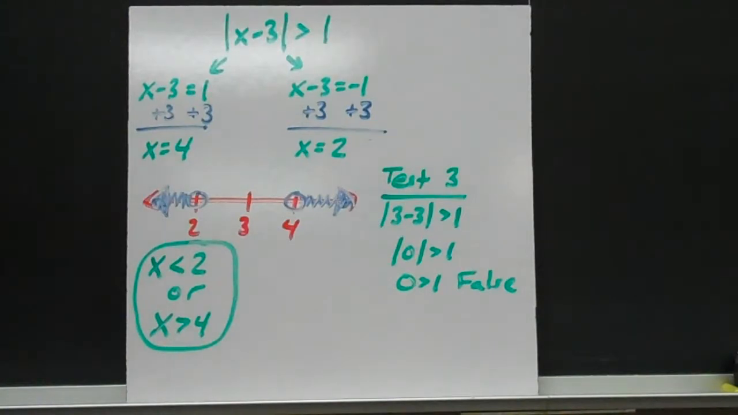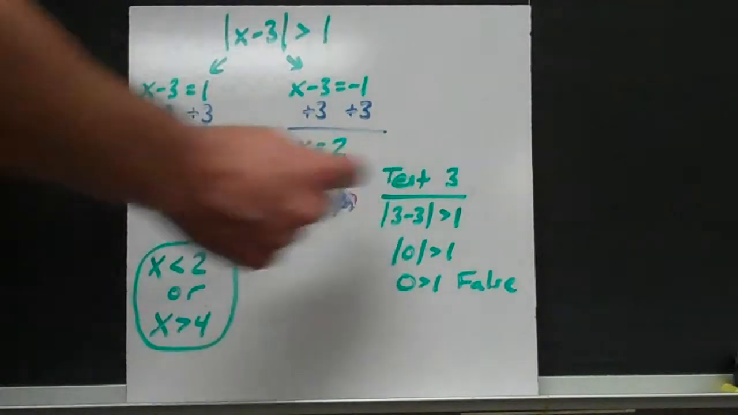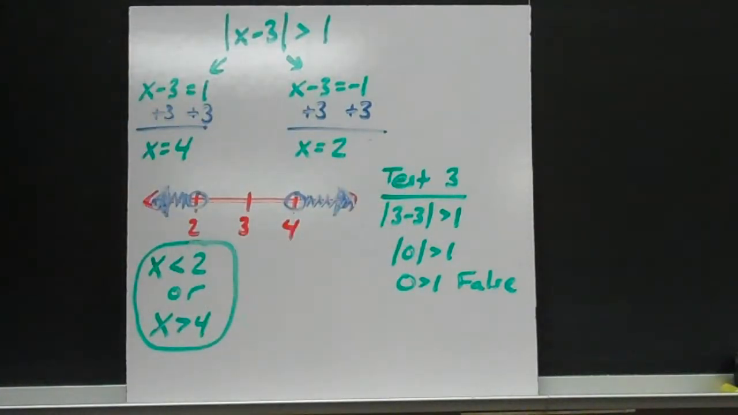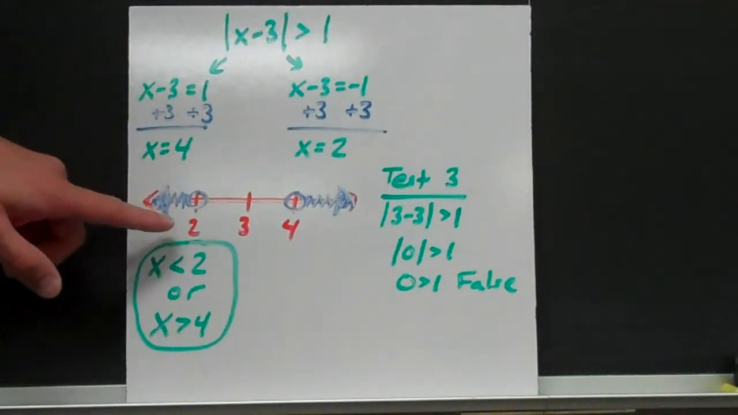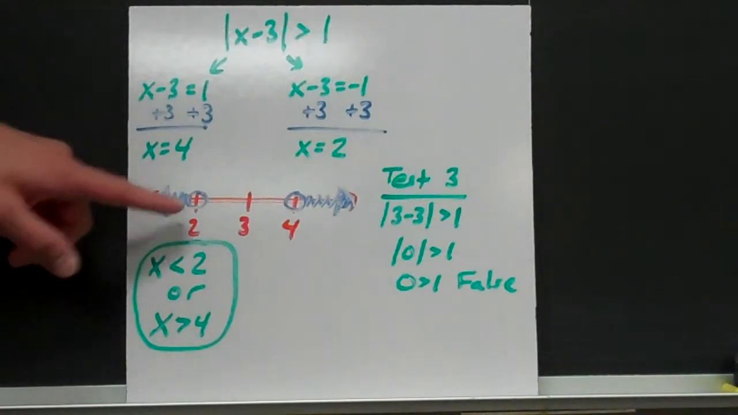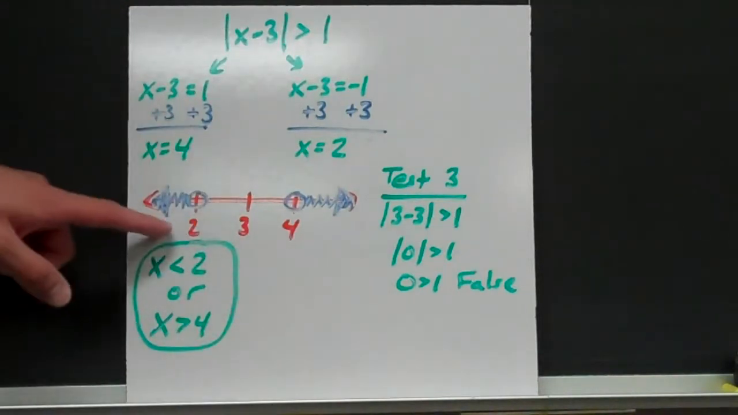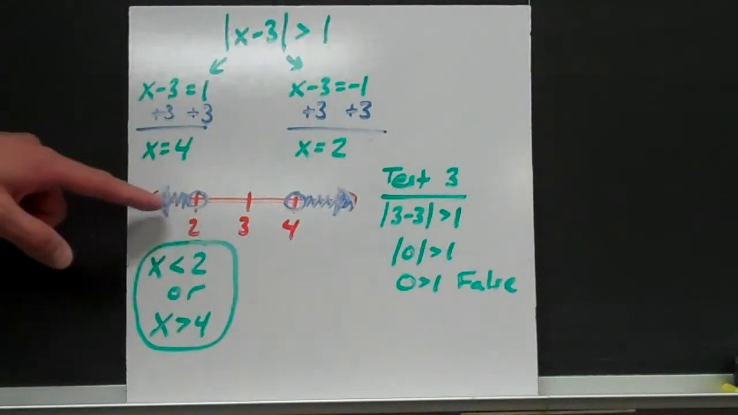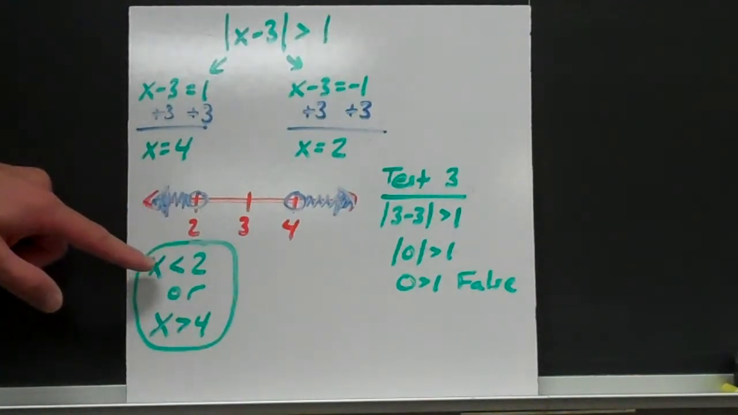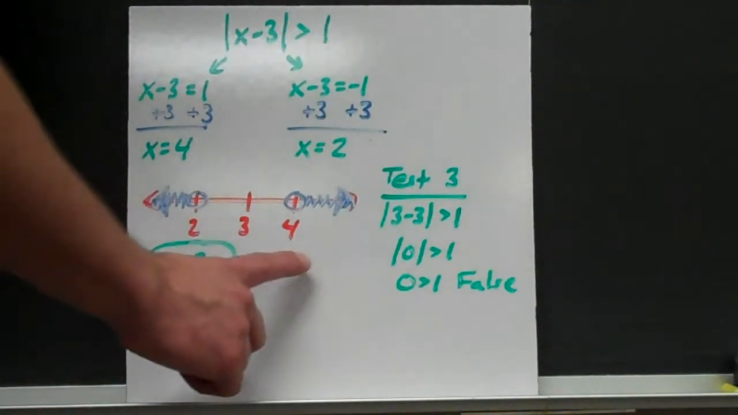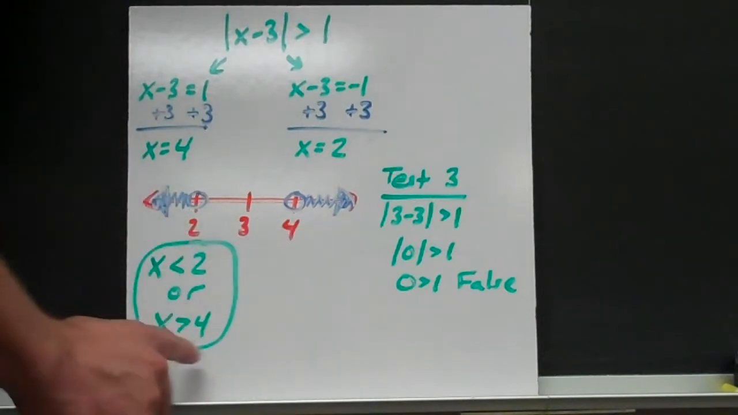Since in between doesn't work, we want to shade to the outside on both sides of our number line. And again, we write two inequalities, one for each boundary point. So for the boundary point on the left, we have x is less than 2. For the boundary point on the right, we have x is greater than 4.